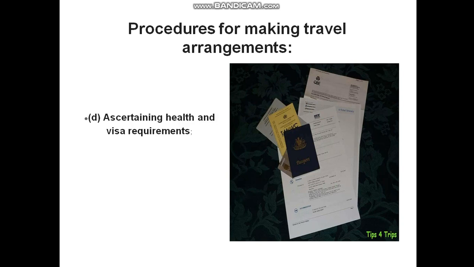Certain health and visa requirements. When making travel arrangements, you need to get all your visa or travel documents and the health requirements that are required to travel. Some countries may have very specific travel documents or health regulations that you need to have. So you, as the office assistant, need to have knowledge of these, so you'll be able to tell and aid that person in getting these documents ready.